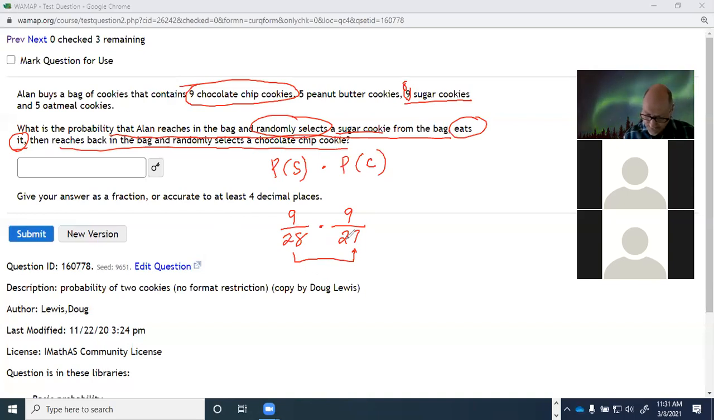So let's go ahead, and I'm going to do a little reducing here, because the 9 and 27 reduce to 1 and 3. And actually the 3 and the 9 will reduce to 1 and 3. And so that's going to give us 3 out of 28 for that. And that's what I'd enter in there, 3 out of 28 for your final answer.